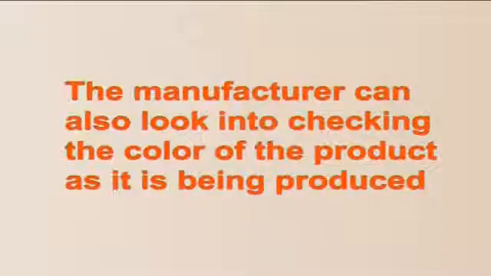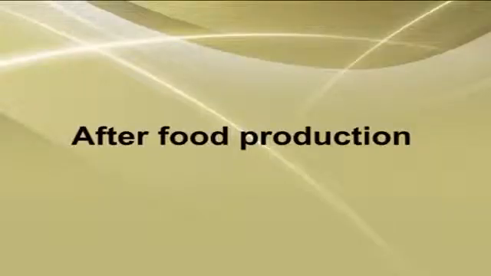The manufacturer can also look into checking the color of the product as it is being produced. Color information can also be obtained in real time and can report to process control, indicating whether the product color is within prescribed tolerance. After food production, there are many factors that can cause food dyes to change color.